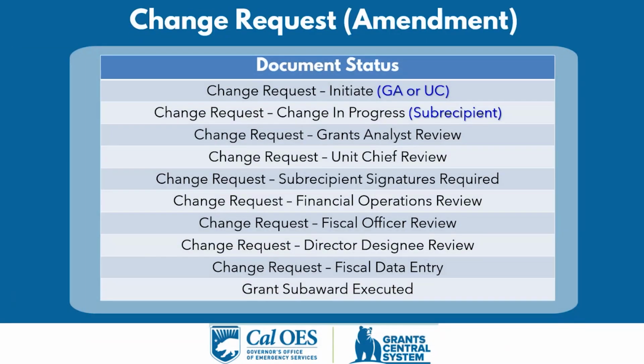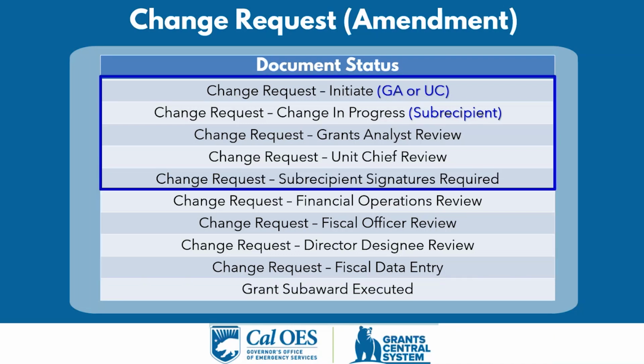So this slide demonstrates what the process looks like in GCS, and it also demonstrates the levels of changes and actions that are required in order to complete the amendments process. So the parts that we will be covering in depth today are basically the first five steps.